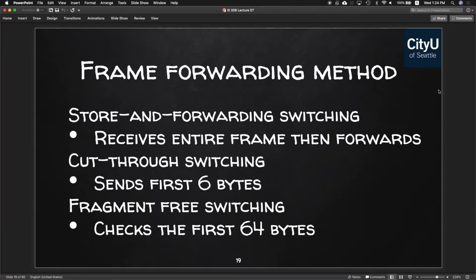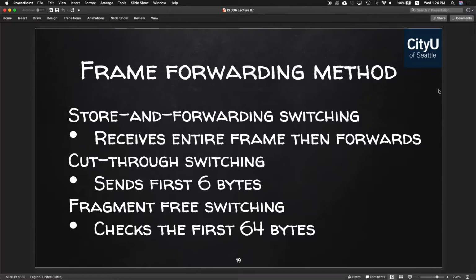Frame forwarding methods: different ways. You have store and forward switching. It means you want to store everything first before you forward it. That's why it's store and forward. That's why it says here, it receives the entire frame, then forwards.